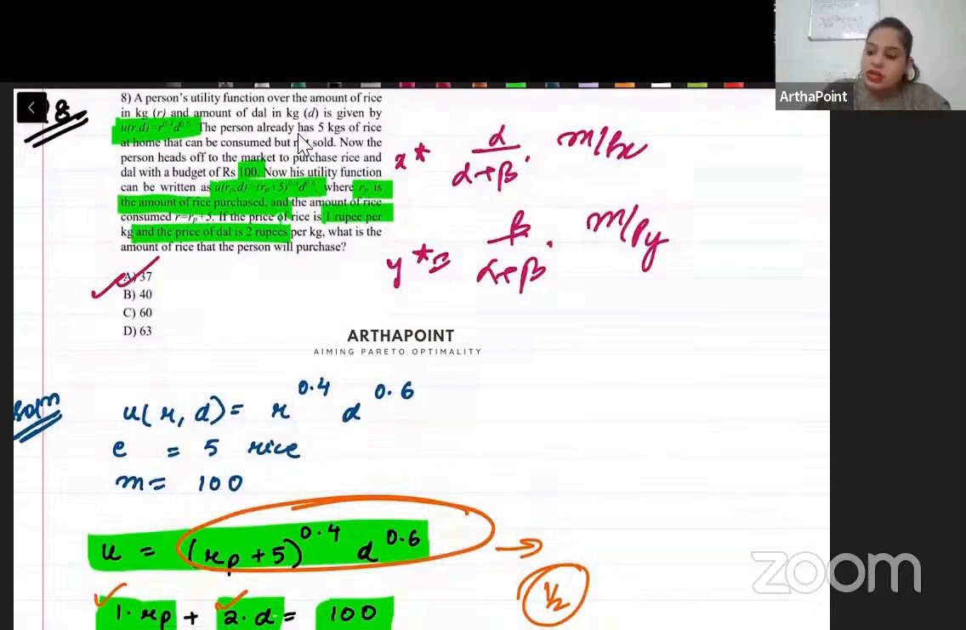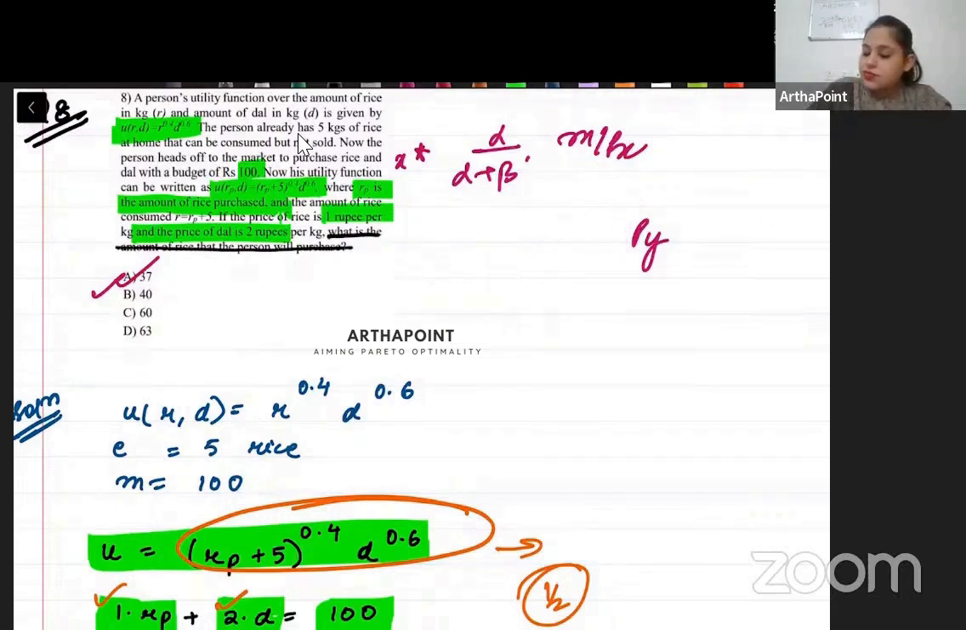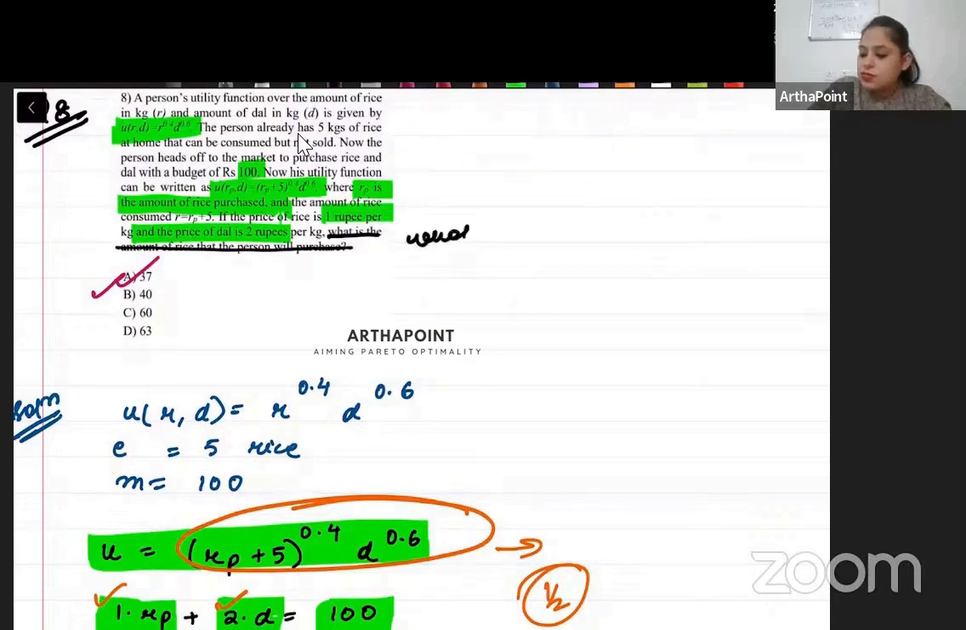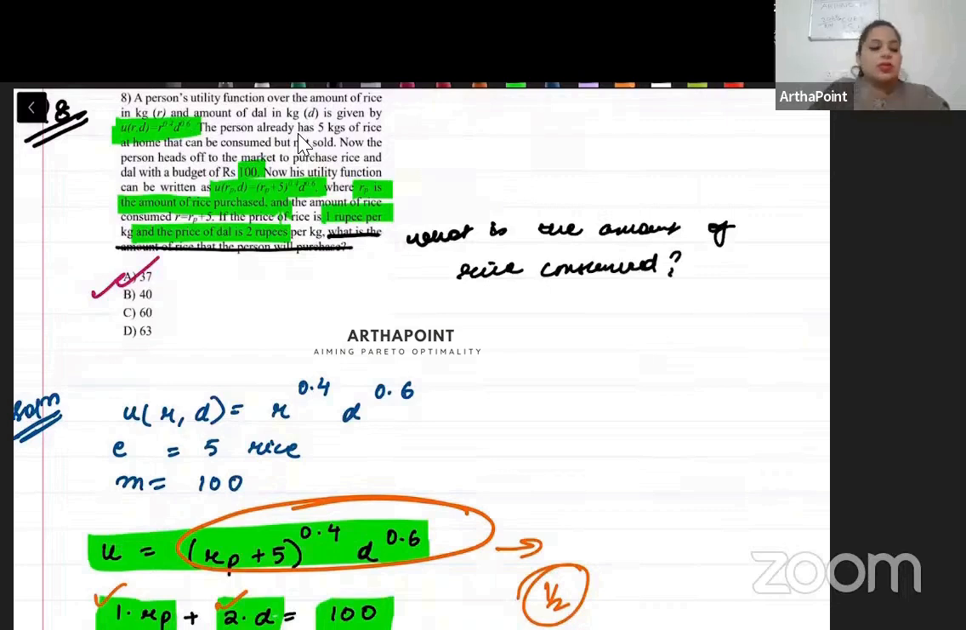But supposedly in the question, instead of this, they would have said, what is the amount of rice consumed? Then you would have said it as 37 plus he consumed 5 of his own from home, so 42.